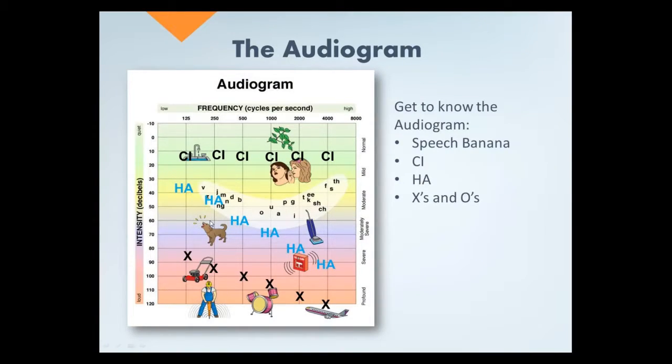I wanted to highlight the audiogram just as a review. So at the top, going from left to right, we have low frequency up to high frequency, like a piano keyboard. And going from top to bottom, it goes from quiet to loud. What's nice about this one here, you see in the middle a banana-shaped figure, and that is what we call the speech banana.